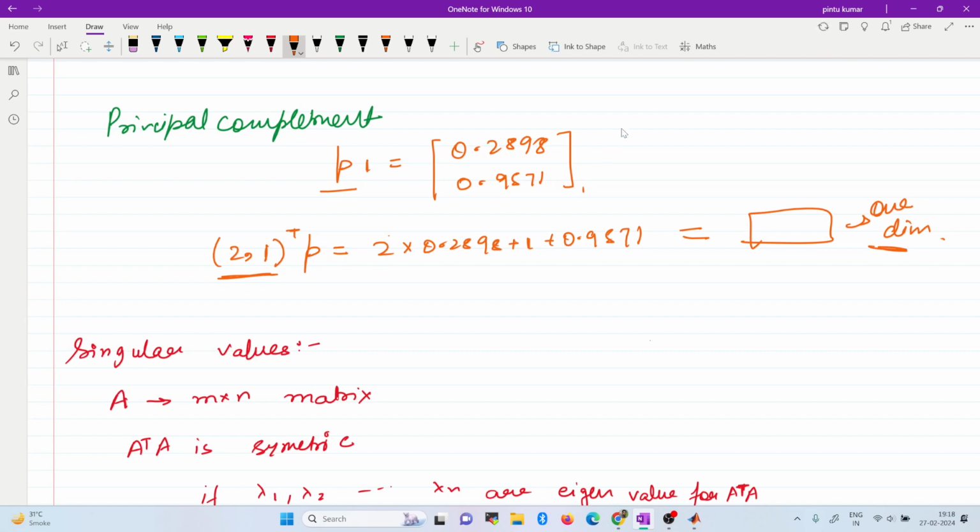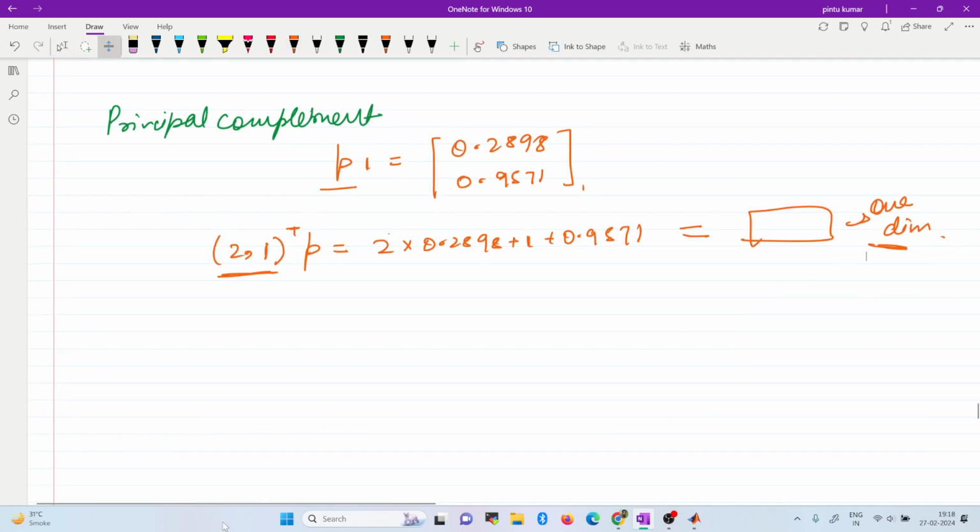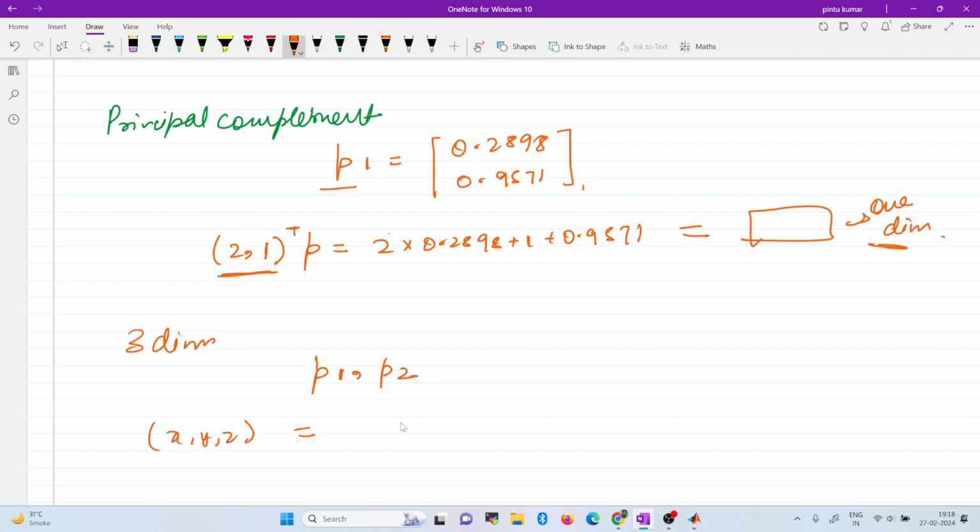If you had multiple, let's say your initial data point was some 3-dimensional data point, and you obtained two principal components P1, P2, and you wanted to convert x, y, z, then x, y, z would have been converted to, let's call this point capital X, right? Then it can be converted as capital X transpose P1 and capital X transpose P2. This is how you can project your data point to a lower dimensional space after you have found the principal components. Okay.